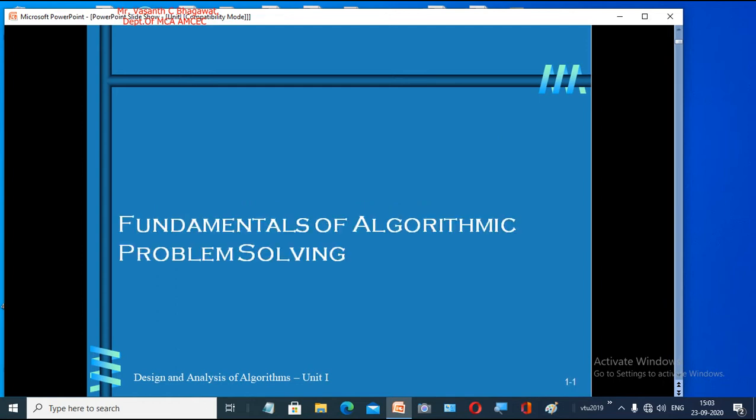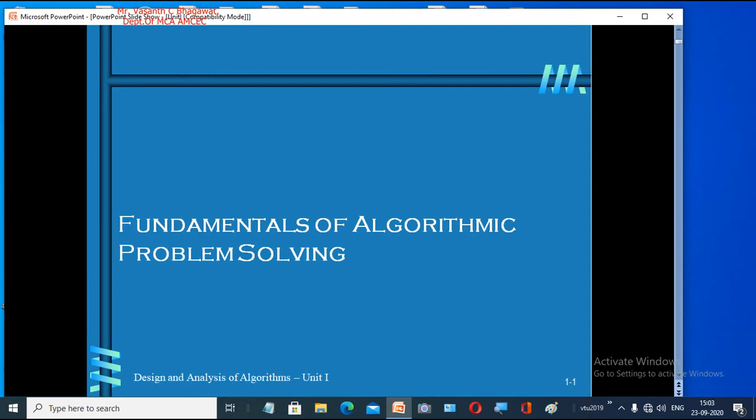In the previous class we have seen the introduction to algorithms, definition and a few basic concepts, and we have taken an example of GCD of two numbers, and we have seen how the same problem can be solved by using different algorithms. So in today's topic we will be discussing in detail the fundamentals of algorithmic problem solving. Of course, this is one of the very important topics with respect to the examination.